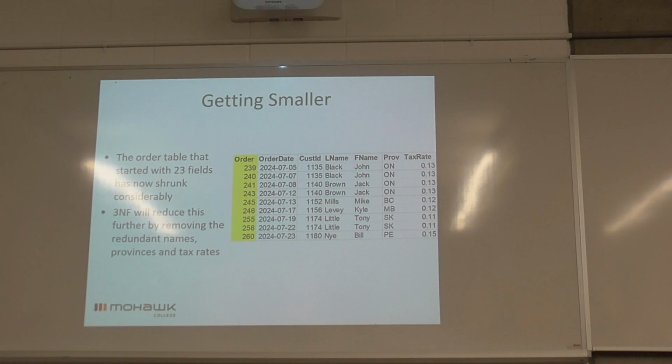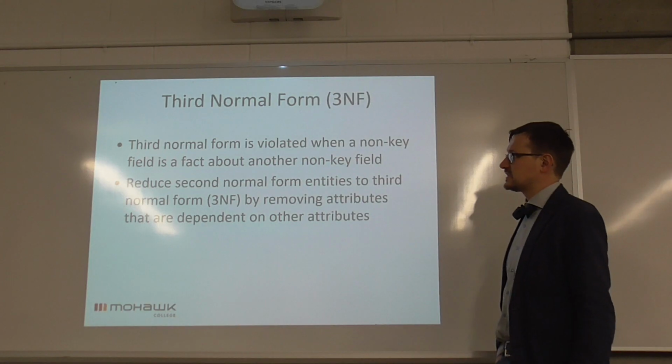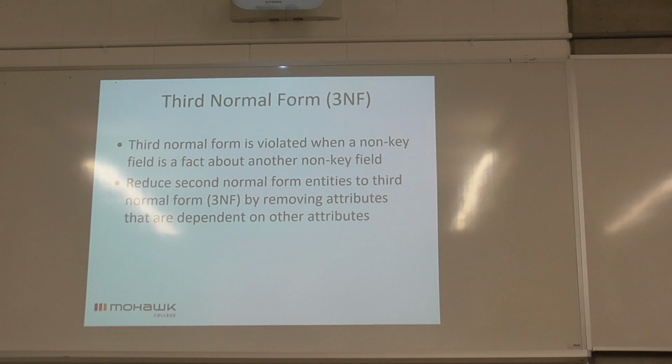We might even say that last name and first name are entirely dependent on a customer ID as well. And province. I think so, yeah. I'm willing to say that. Customers down to province. So the third normal form is violated when a non-key field is a fact about another non-key field. So that's what makes this the third normal form.